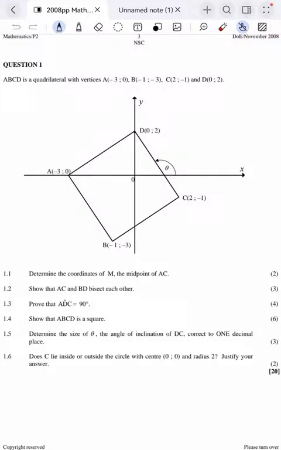ABCD is a quadrilateral with vertices A, B, C, and D. Determine the coordinates of M, the midpoint of A and C. Right?